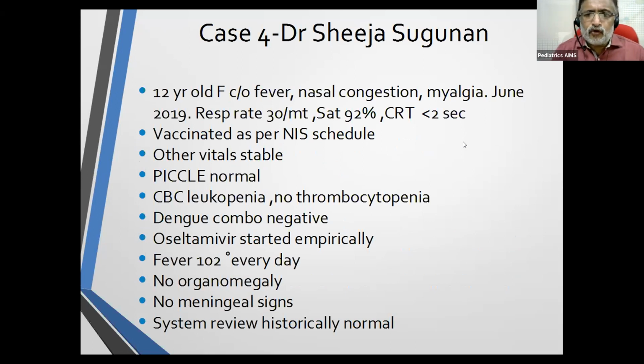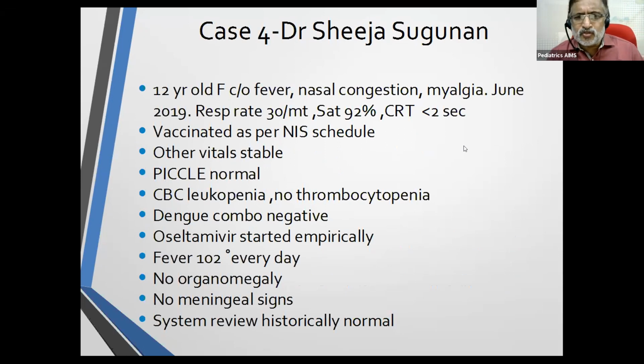Very interesting. 12-year-old child, fever, nasal congestion, myalgia, June 2019, respiratory rate 30 per minute, saturation 92. CRT less than 2 seconds. Vaccinated as per the national immunization schedule. Vitals stable, PICKLE normal, CBC shows leukopenia and thrombocytopenia. No thrombocytopenia, sorry. And dengue combo negative.